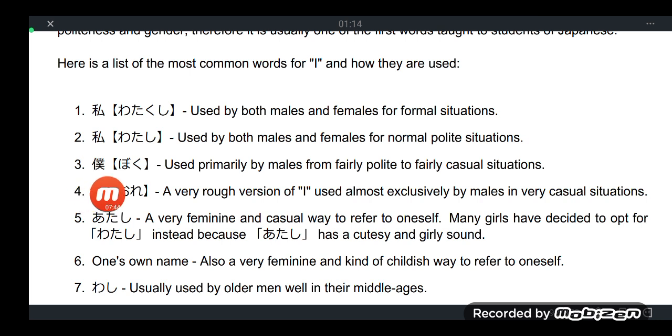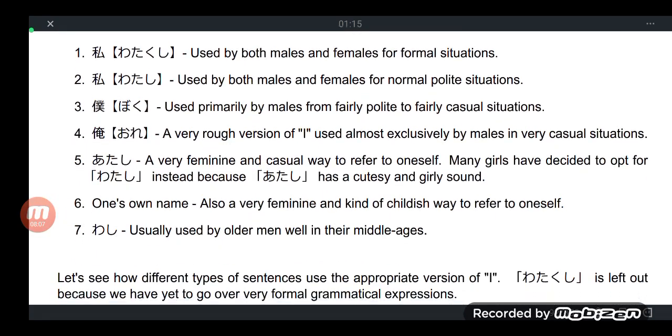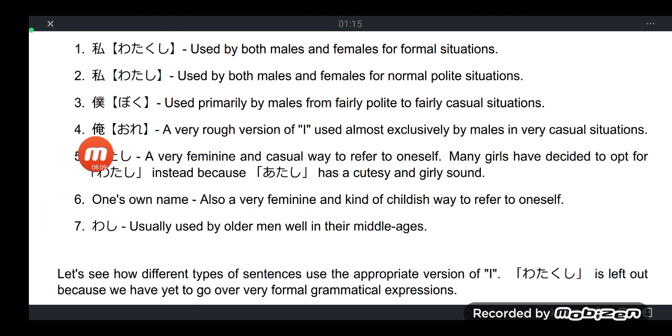How about this, boku? Perhaps you have been hearing this kanji, boku. It means I, but it's used primarily by males or men, from fairly polite to fairly casual situations. How about ore? But Son Goku pronounces this as ora.